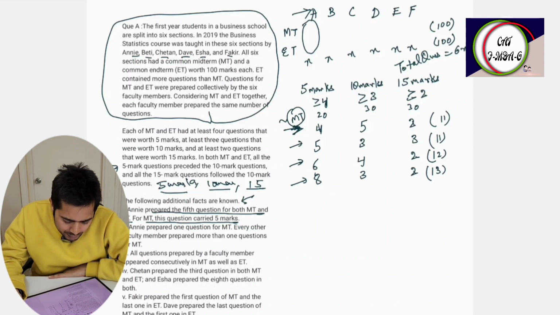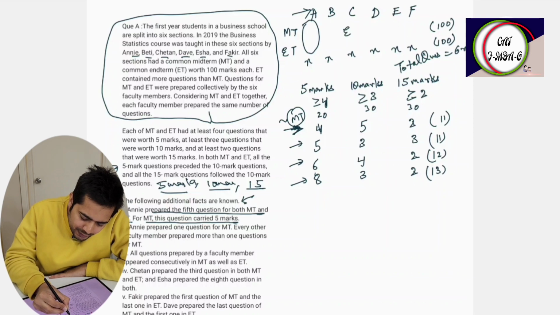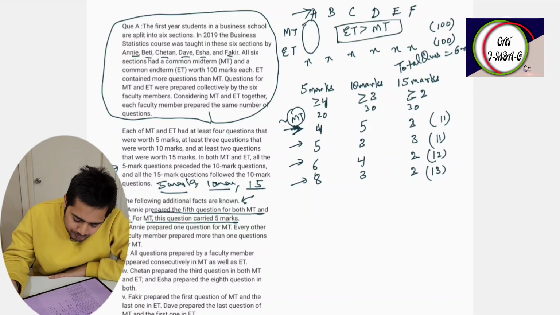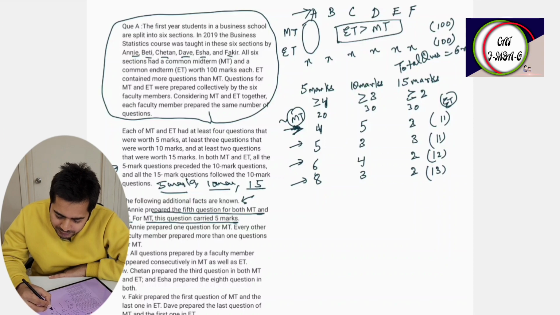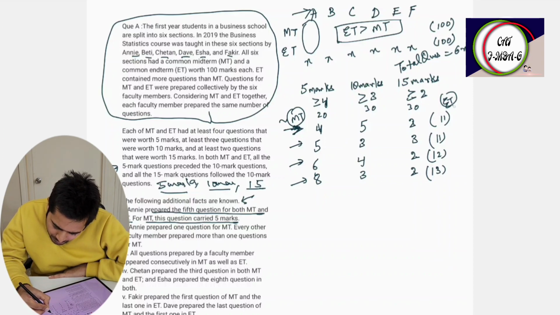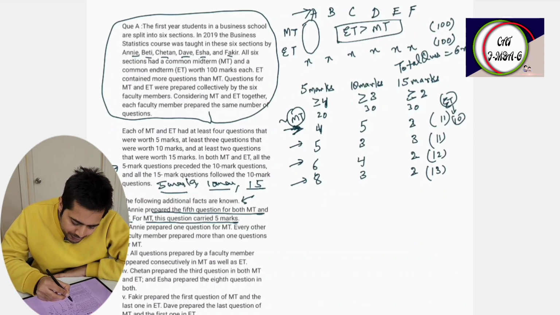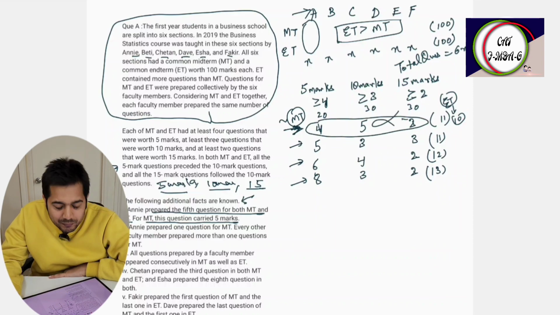Now it is also given that ET is greater than MT. The number of questions in endterm is greater than midterm. So definitely this cannot be MT. Can it be ET? If it is ET, is there any point which is having less than it? If ET is 11, 10 is not there. So it cannot be ET. So this whole point gets cancelled. Got it?